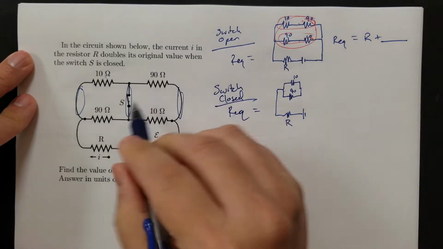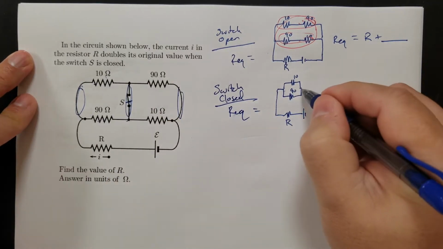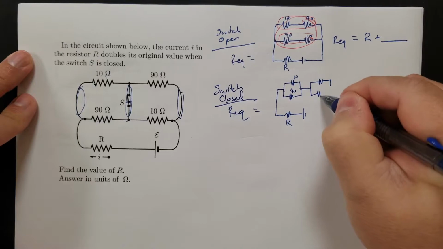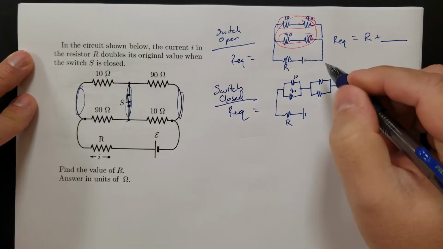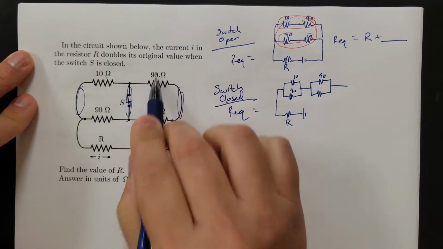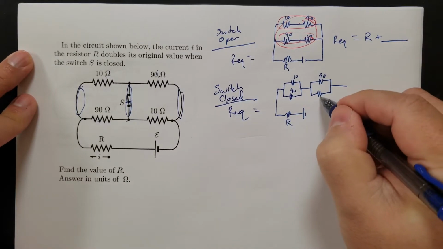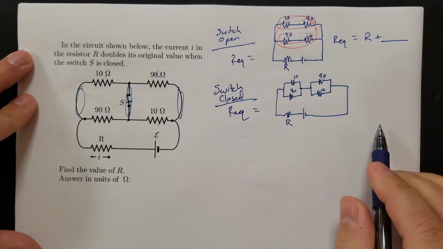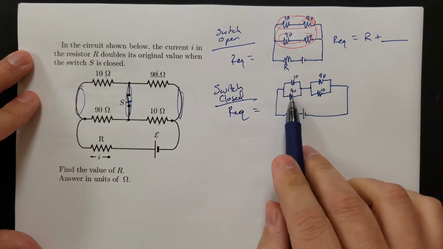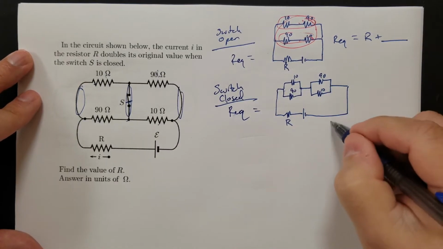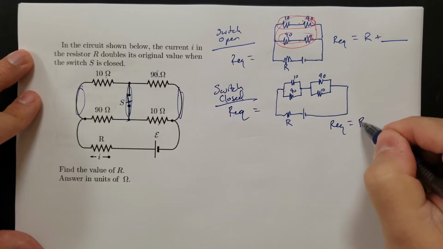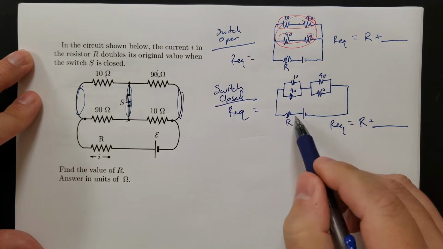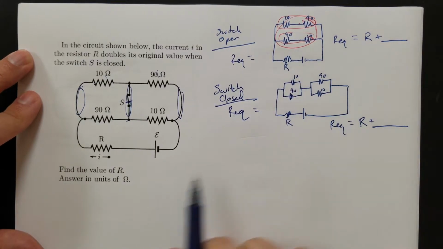And then this is all connected, so I'm just going to make that a little wire. And then it splits again. There's one and there's the other. All right, so this one's 90. Again, it's these two, 90 and 10. And then it comes back down and goes to there. Right? So here, I'm going to do the same thing, right? So REQ for this one is going to equal R plus whatever I get here, right? Because R is in series with whatever this combination is.